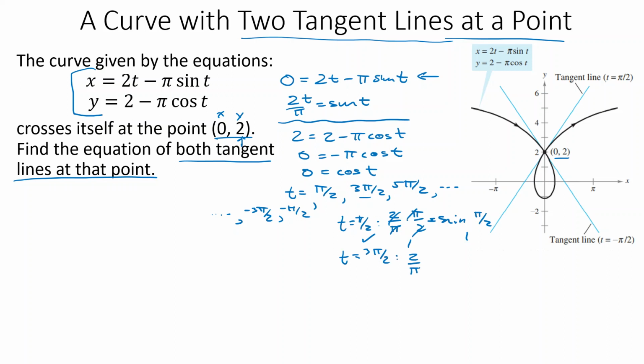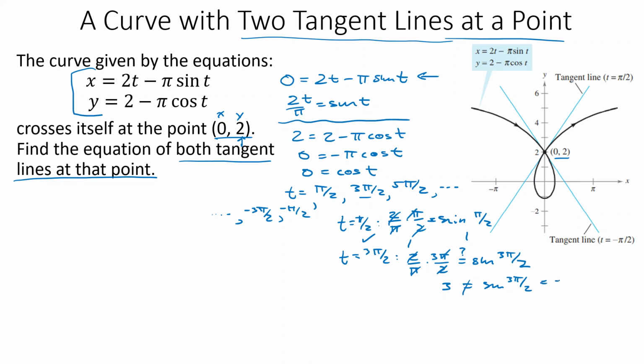So I've got 2 over pi times 3 pi over 2. Does that equal sine of 3 pi over 2? Well, here the pi's cancel, the 2's cancel, and I get 3. But sine of something never equals 3. Sine just goes back and forth between 1 and negative 1. In fact, at 3 pi over 2, it's negative 1.